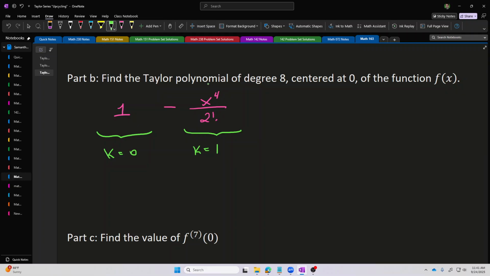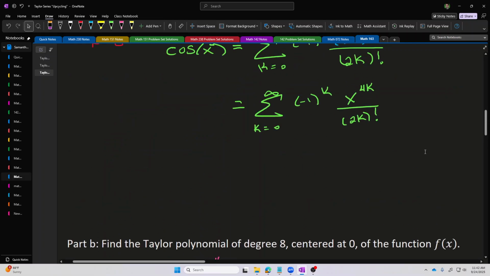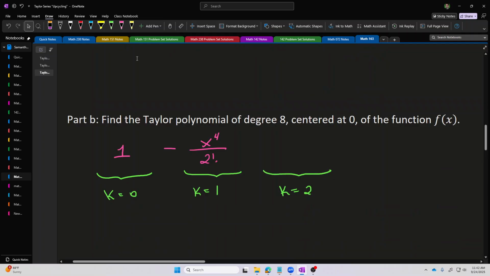Okay, we still don't have a high enough exponent on the x. We need an exponent of at least 8 in order to be able to stop. So let's go ahead and increment k one more time. And we plug k equals 2 into this formula, and we get negative 1 squared. So that's positive. We get x to the power 8 from 2 times 4, and we get 4 factorial from 2 times 2 factorial. So writing that down, plus x to the 8 over 4 factorial.